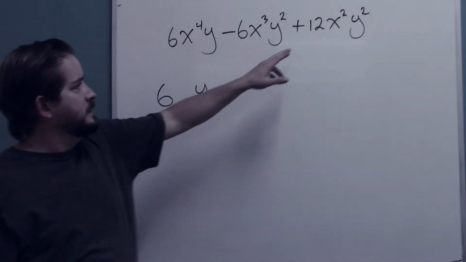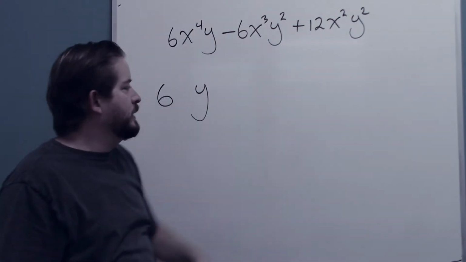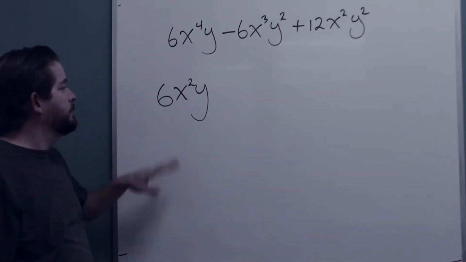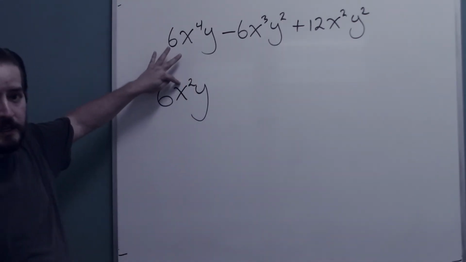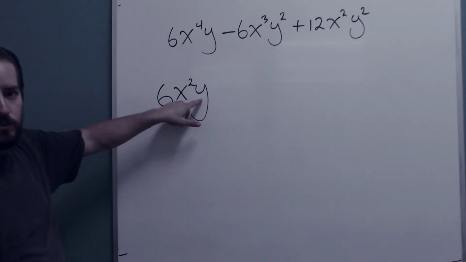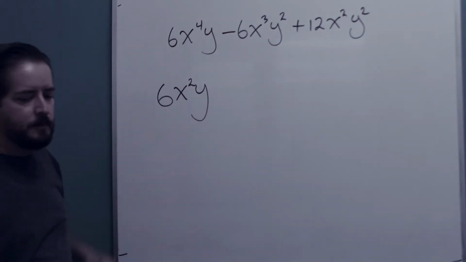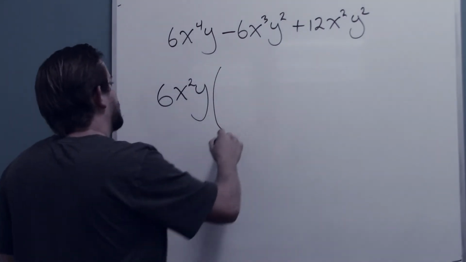As far as the x's, my smallest power of x is x squared, so I'm going to pull out 6x squared y. Because each of these has at least 2 x's and at least 1 y. So what do I get when I divide this?